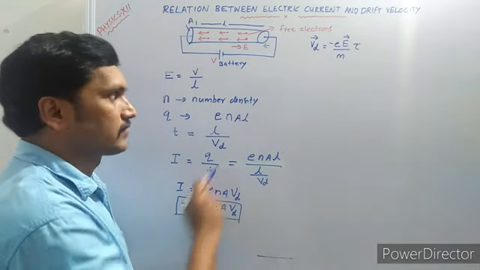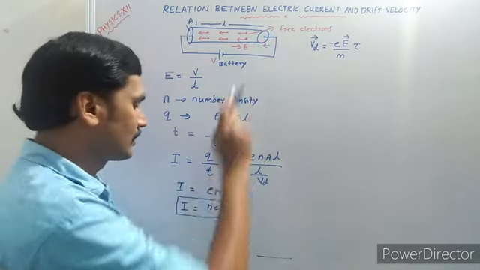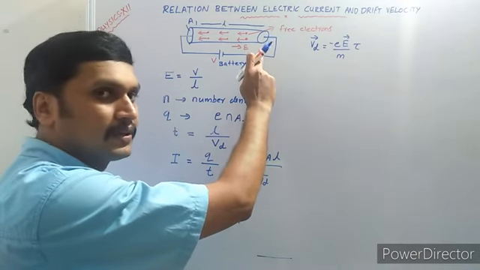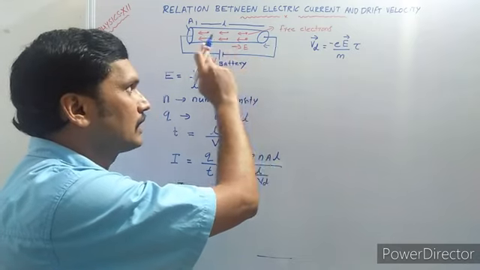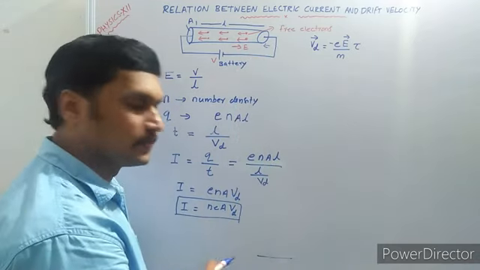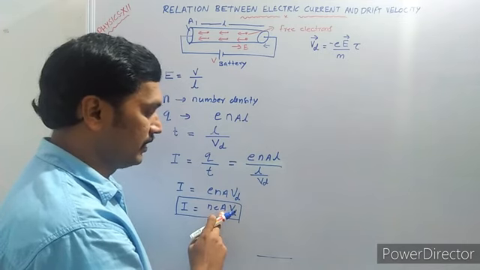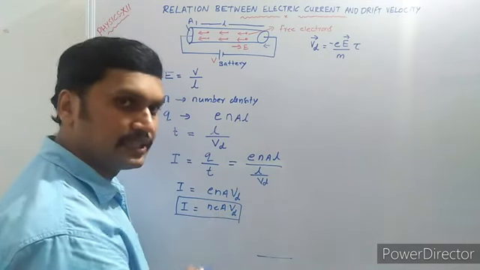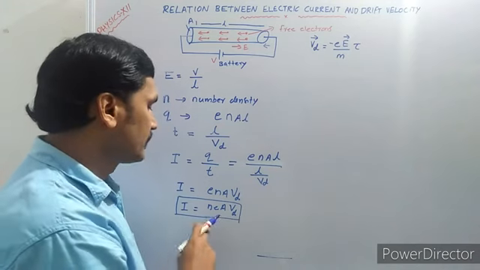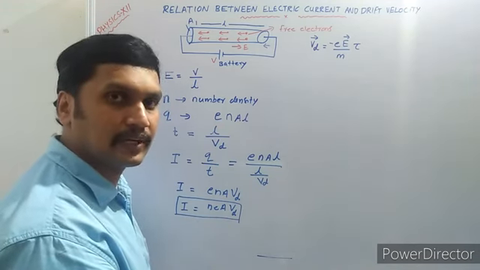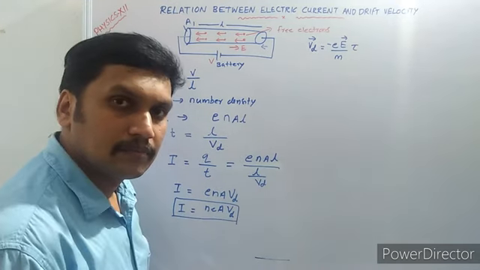Here I stands for the current passing through this conductor. N is the number density of electrons in this conductor, meaning the total number of electrons in a unit volume. E is the charge of an electron, A is the cross-sectional area, and Vd is the drift velocity. So this is the relation between the current and the drift velocity of electrons in a conductor.